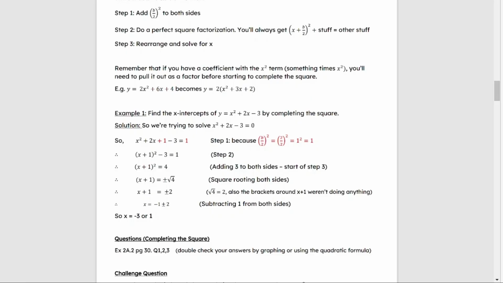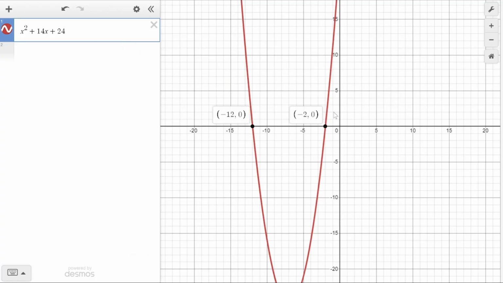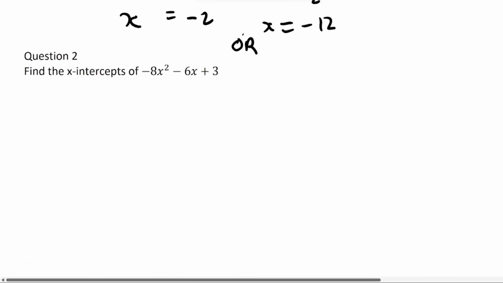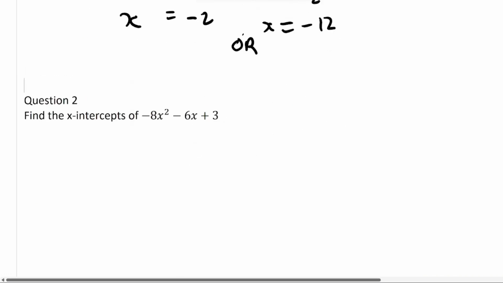If you want to be extra careful, then there's a graph. Those are the x-intercepts. So let's do a more complicated one. Sometimes sum and product does not work, and this graph here is one of those examples. You can try sum and product all you want, but you're not going to solve it. So let's see if we can do this. A is minus 8. B is minus 6, and C is positive 3.